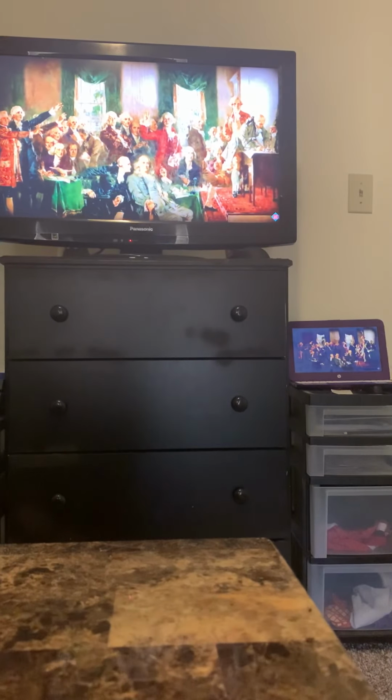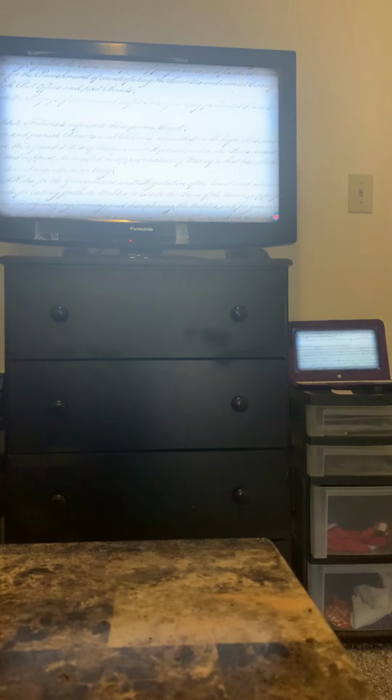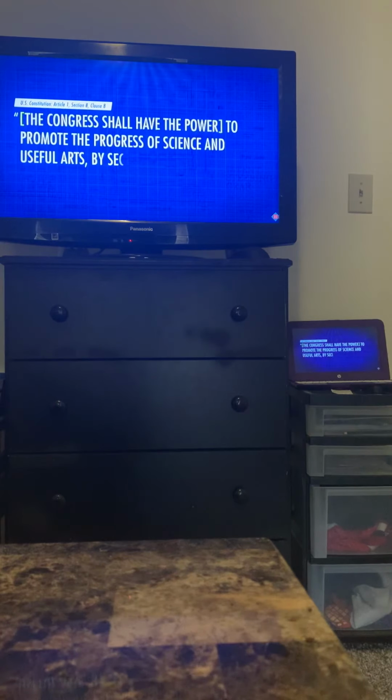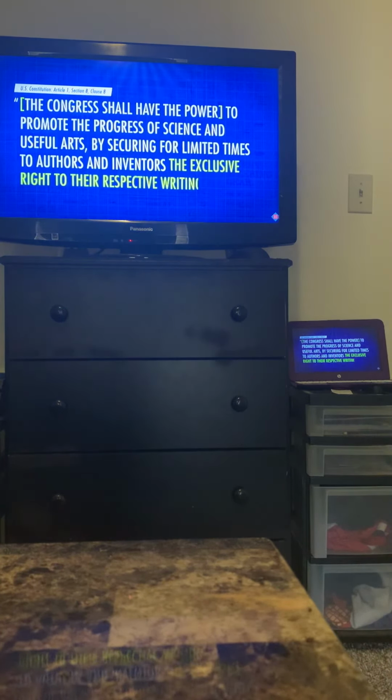The drafters of the U.S. Constitution inserted what is commonly called the Intellectual Property Clause in Article 1, Section 8, Clause 8, and it reads, "The Congress shall have the power to promote the progress of science and useful arts by securing for limited times to authors and inventors the exclusive rights to their respective writings."